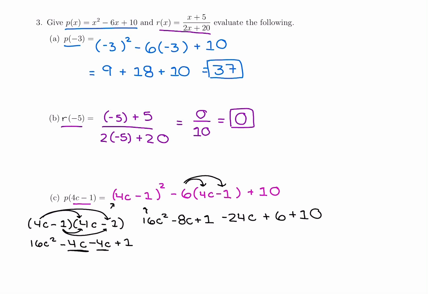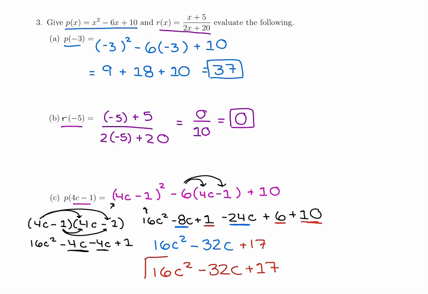Now I can go to try to combine some like terms. I'm going to start with that 16c squared. There's no other squared term to combine it with. But for the c terms, I have -8c minus 24c. So I'm going to have -32c. And then for my constant at the end, I have a 1 plus 6 is 7, plus 10 is going to give us 17. So my final answer is going to be 16c squared minus 32c plus 17.